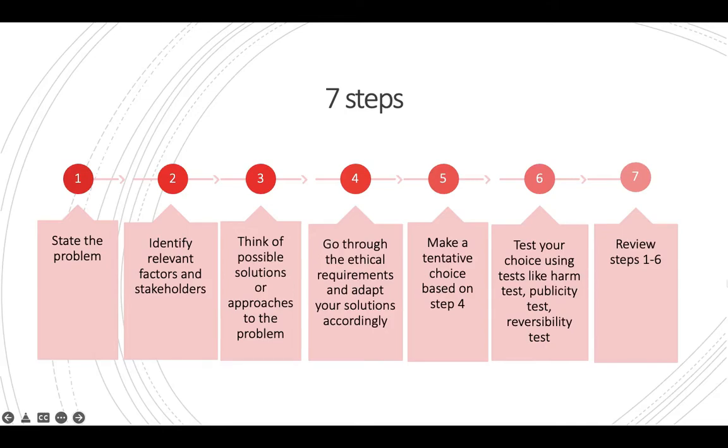Now, these are the seven steps. The first one is to state the problem. The second step is to identify relevant factors and stakeholders. The third step is to think of possible solutions or approaches to the problem. The fourth step is to go through the ethical requirements and adapt your solutions accordingly. The fifth step is to make a tentative choice based on step 4. The sixth step is to test your choice using tests such as the harm test, publicity test, or reversibility test. And lastly, the last step is to review steps 1 to 6.